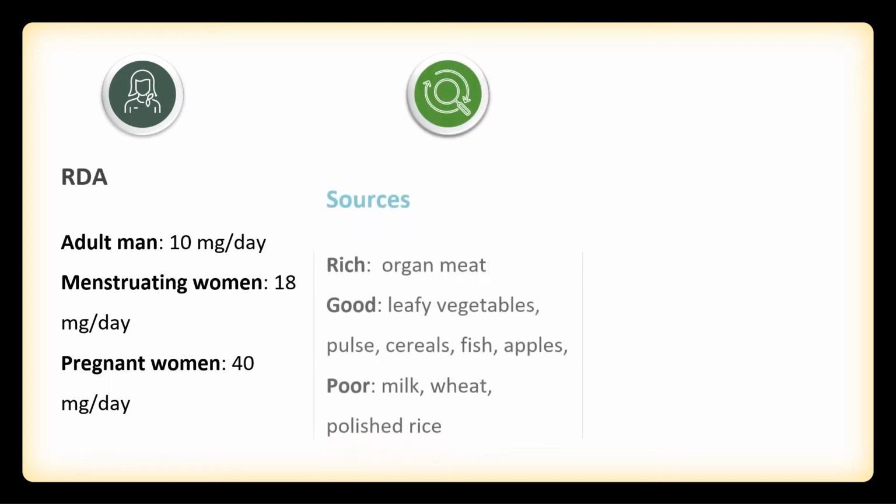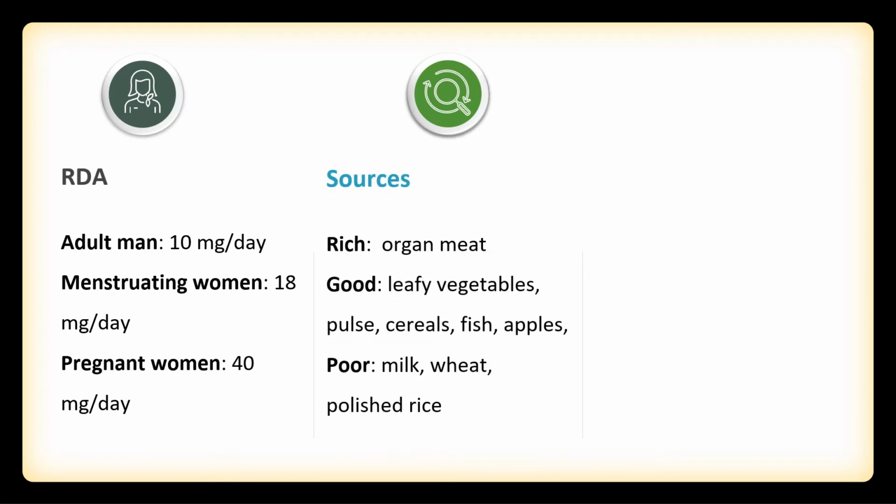Iron is widely distributed in foodstuffs. The rich source of iron is organ meat, whereas the good sources are leafy vegetables, pulses, cereals, fish, and apples.